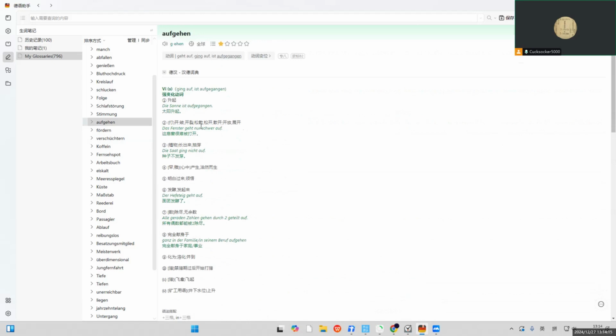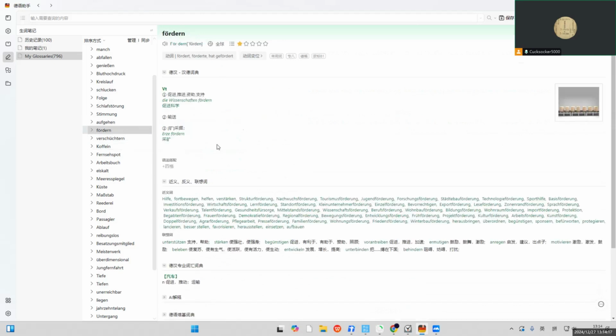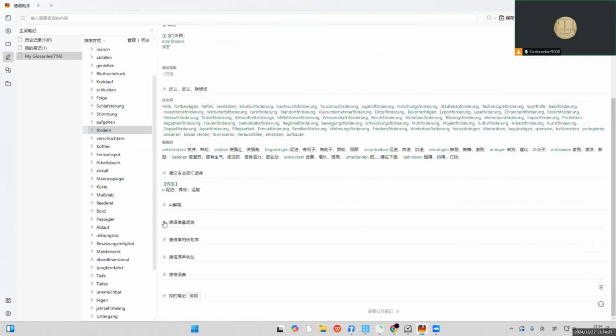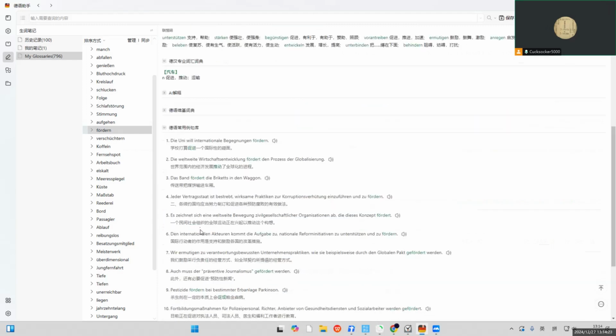Okay, so aufgehen. Fördern. Die Wissenschaften fördern. Die Uni will internationale Begegnungen fördern. Die weltweite wissenschaftliche Bewegung fördert den Prozess der Globalisierung. Das Band fördert die Briketts in der Wagung.